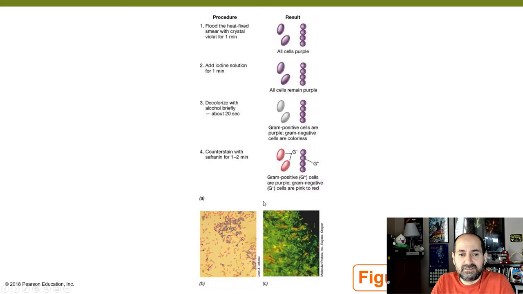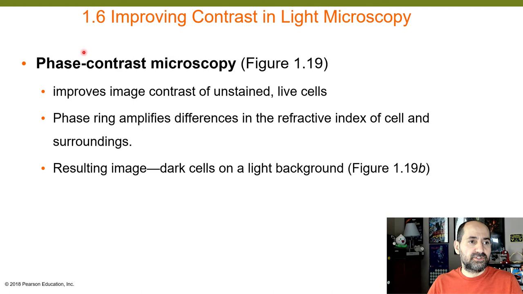Now that we understand how bright field microscopy works, what about phase contrast microscopy? Remember that our microscopes in the lab are capable of phase contrast as long as you slide the condenser to the Ph setting. Now, when you do that, it improves the image contrast, and it improves it in unstained live cells.